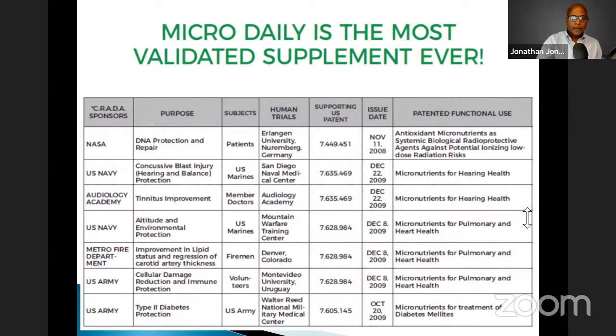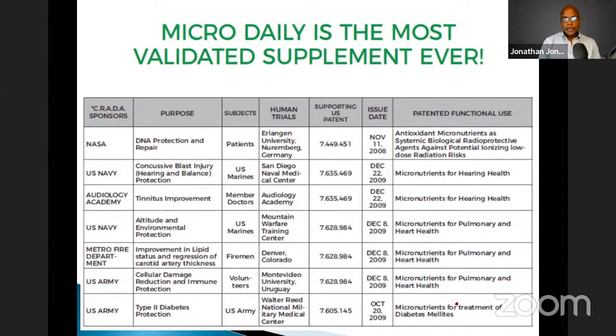These are the list of patents that Dr. Prasad was able to secure on this amazing micronutrient formula. 1, 2, 3, the fourth one down. My stylus doesn't seem to be wanting to write on here, so I'm trying to circle it for you, but it's not working. But you see it over there on the right. If you look at the column on the right, patented functional use, count down 1, 2, 3, 4 boxes down. Micronutrients for pulmonary and heart health. The next one down, micronutrients for pulmonary and heart health.